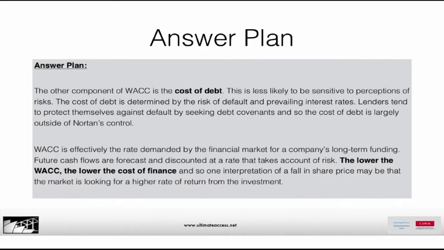So in ending, I talk a little bit about the weighted average cost of capital being the rate demanded by the stock market for the company's funding. Future cash flows and any forecasts are discounted at this rate because this rate takes into account the element of risk in projects and in opportunities. The lower the weighted average cost of capital is, the lower the cost of finance is. So one interpretation that we could take is that maybe a fall in share prices is the market signaling us that they need a higher rate of return from the investment they made in the company.